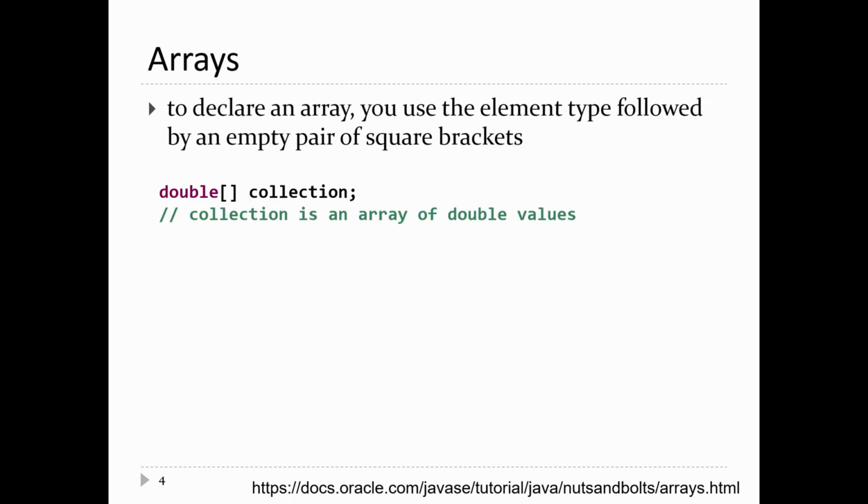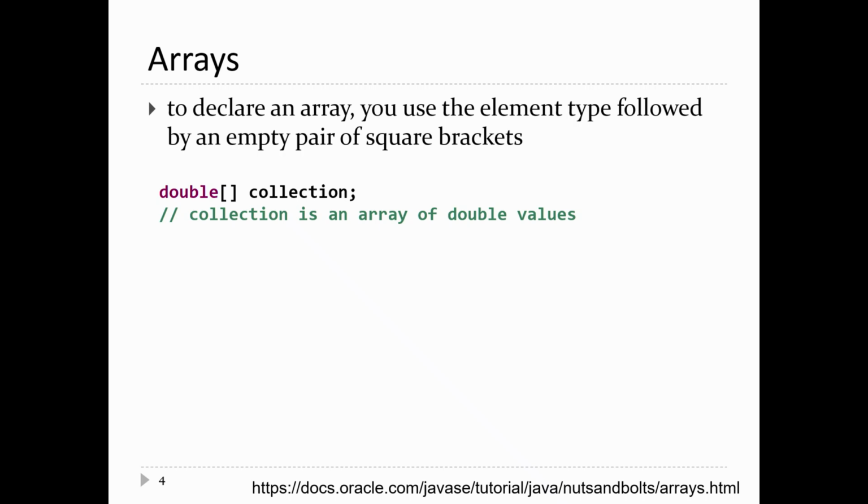Okay, so an array is just a type in Java. Just like any other type, if you want a variable that is an array, you have to declare the variable. When you declare the variable, you specify the element type. So here, collection is going to be an array of double. You put square brackets after the double, and this tells Java collection is going to be an array of double, or at least that's what it looks like it says.